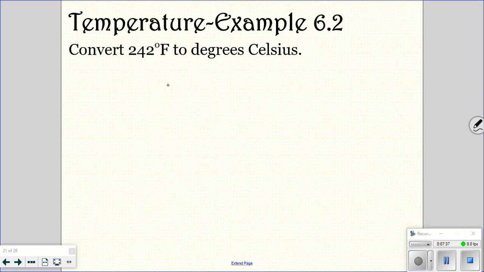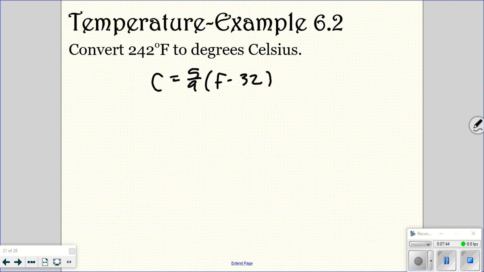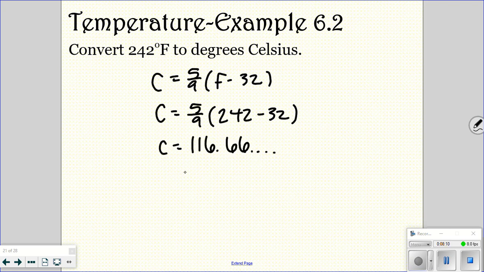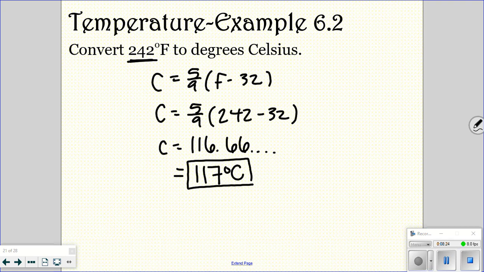Okay, we're going to look at another one. Again, we're going to use our formula, C equals 5/9 times F minus 32. And this time we're going to plug in F. So 242 minus 32 is 210. Then multiply by 5/9, and you get 116.6 repeating. We have three significant figures here, so our answer needs to have 3. So that's going to be 117 degrees Celsius. So that's how you can use that formula. You've probably dealt with it before. It's not difficult to convert between Fahrenheit and Celsius.